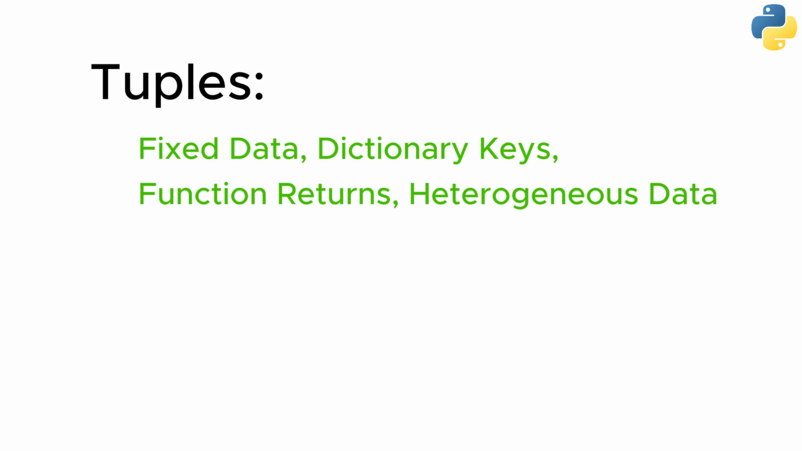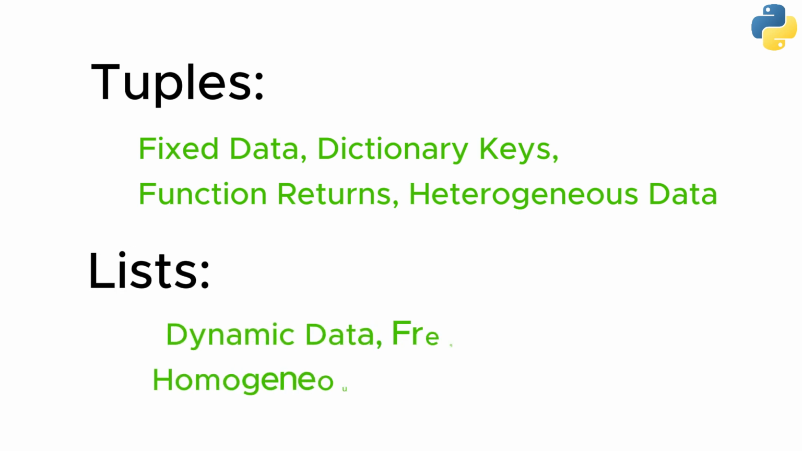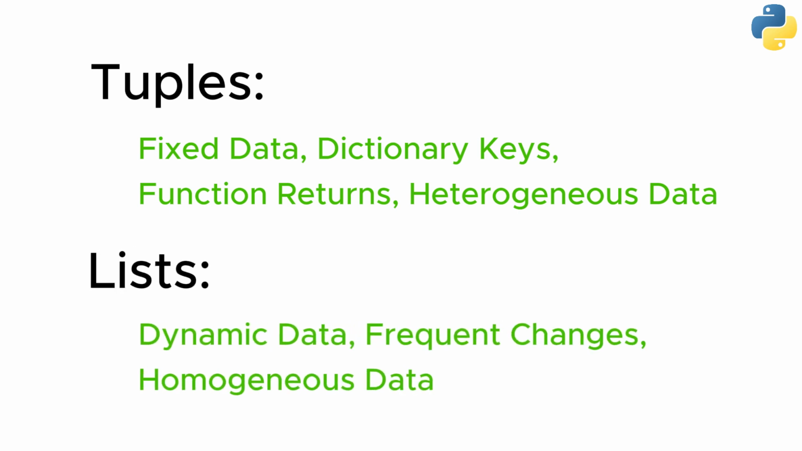You need to return multiple values from a function. Functions often return tuples by default if you return multiple items. Use lists when you need a collection of items that will change frequently, add, remove, modify elements. The order matters, but the items themselves are mutable.